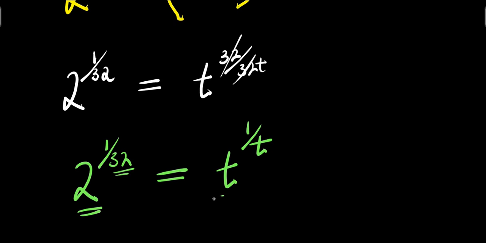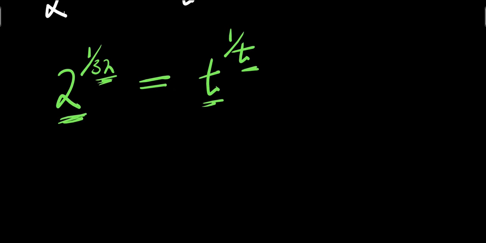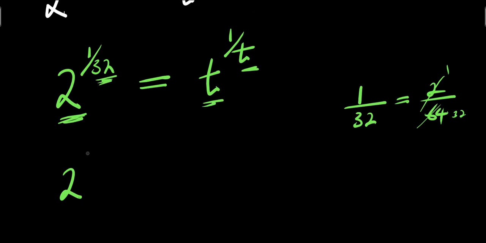The 2 and 32 are different here, while t and t are the same. So let's make this 2 and 32 to be the same. We make use of equivalent fractions. 1 over 32 is the same thing as 2 over 64, because 2 cancels itself once, and 64 cancels 32. So I have 2 power 2 over 64 equals t power 1 over t.